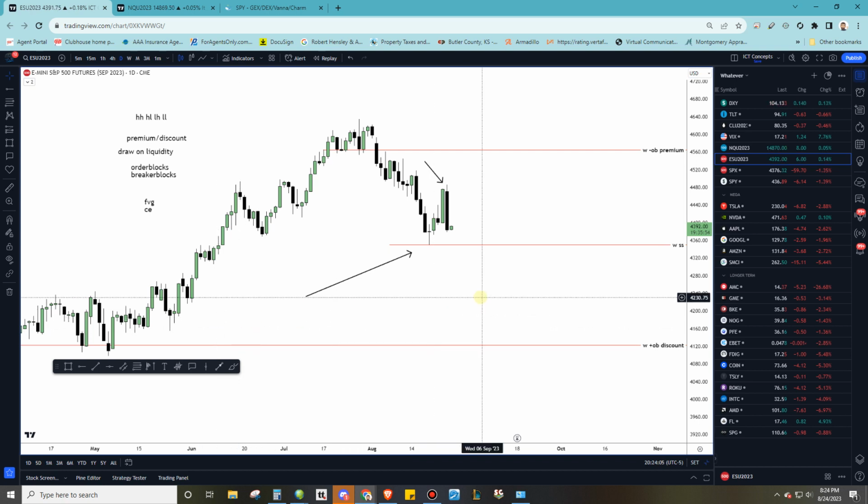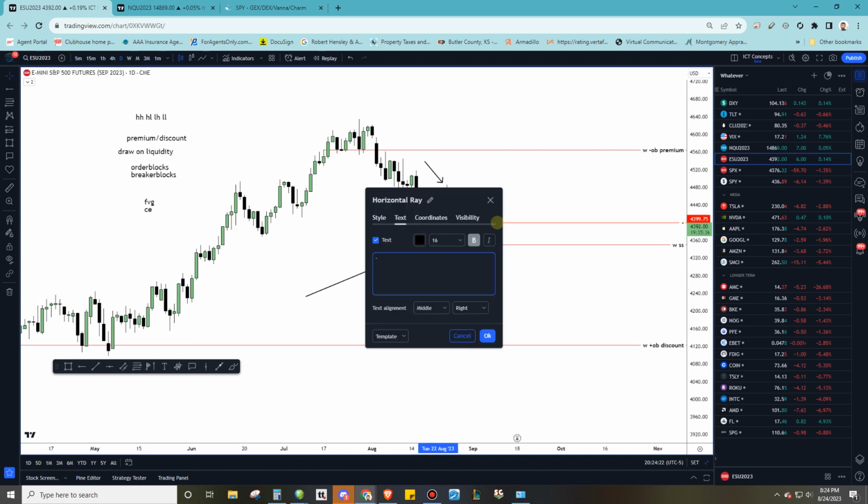And it's really all about that premium discount and that draw on liquidity, and then basically using these as our guides as far as entries and exits and that kind of stuff. So what I would be looking at next is this order block that was created today. On a daily time frame, we got a daily negative order block.